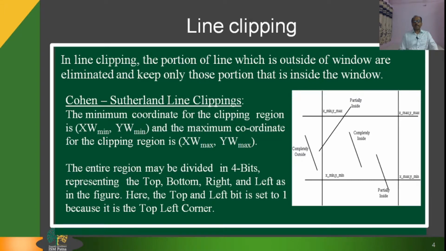The minimum coordinates for the clipping region are xwmin and ywmin, and the maximum coordinates for the clipping region are xwmax and ywmax. So, we will use 4 bits to divide the entire region. These 4 bits represent the top, bottom, right and left of the region as in the figure. You are viewing the figure on the screen.